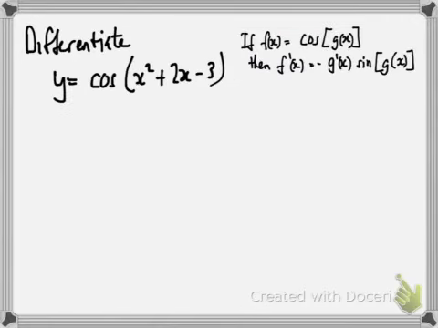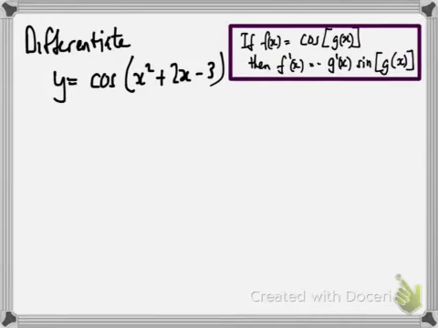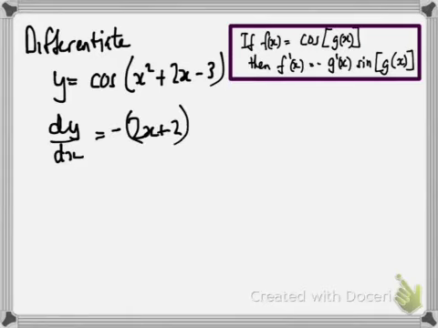Harder one now, this time it's a cosine one. Once again to the side, I've put in the rule that we just looked at. Alright, so dy/dx equals the derivative of the function. g of x is x squared plus 2x minus 3. The derivative of that is 2x plus 2. Okay, now we've got cosine going to negative sine, so it's negative (2x plus 2) sine, bracket stays the same.